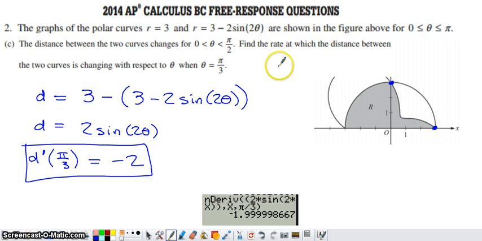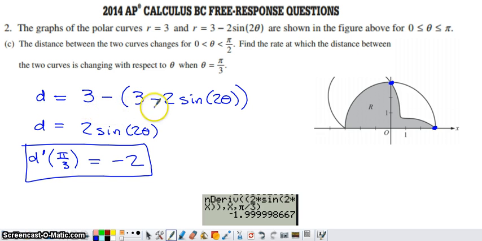So what I wanted to do right away when I saw that I was asked to figure out the rate that the distance between the curves was changing at pi by 3, I wanted a formula that represented the distance between the curves. So I knew that my bigger r value was going to be the r value on the circle, and my smaller r value is going to be the r value on this curve. And so I said the distance between them is then going to be the r value from the circle minus the r value on the inner curve. And I simplified that. Be careful with the distribution there.